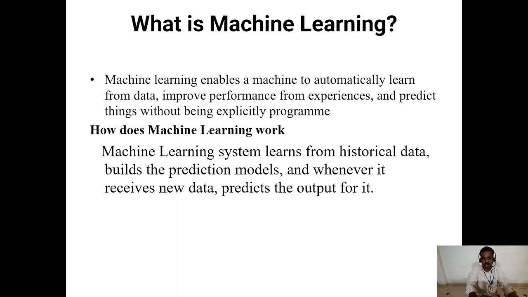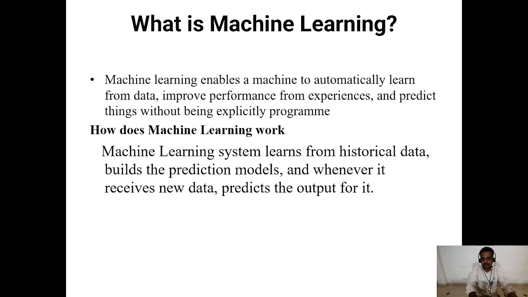Today my topic is machine learning and machine learning techniques. First of all, what is machine learning? Machine learning enables a machine to automatically learn from data and improve its performance from experience, and it also creates outputs based on that experience. That is called machine learning. It enables a machine to automatically learn based on previous experience. That's why it is called machine learning.